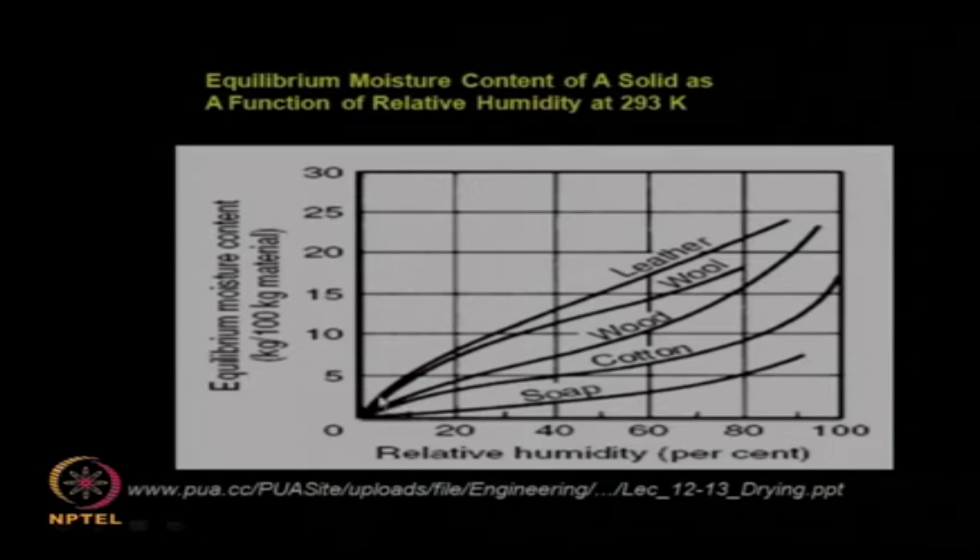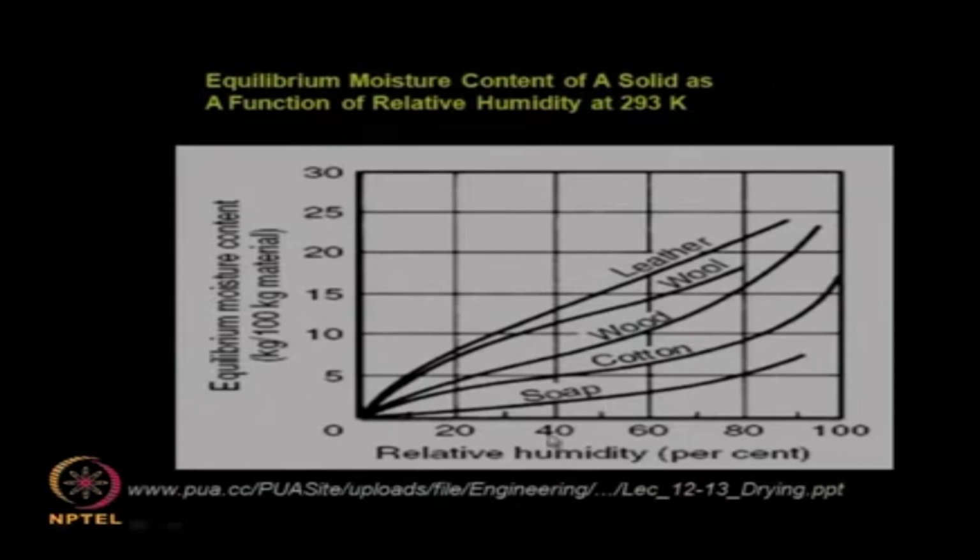So if you take leather, the graph is going like that. So leather can take up more moisture than say wool, wood, cotton, soap. At the same relative humidity, the equilibrium moisture content in leather is several times more than soap, as you can see. This is at 293 K, so 293 K is 20 degrees centigrade.